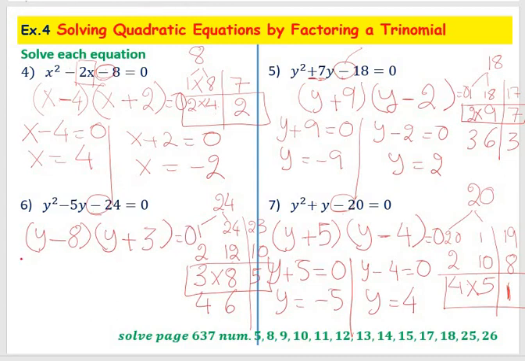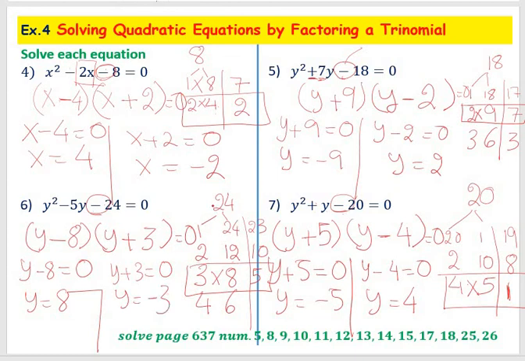Equals 0. Then y minus 8 equals 0. Then y equals 8. And y plus 3 equals 0. Then y equals negative 3.